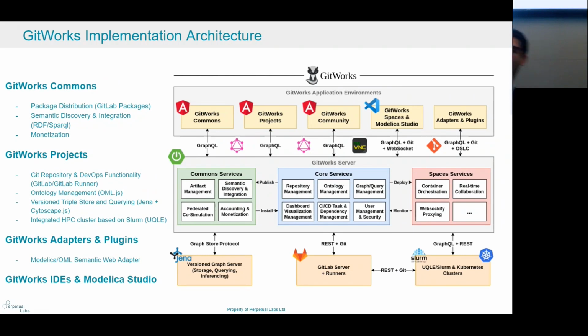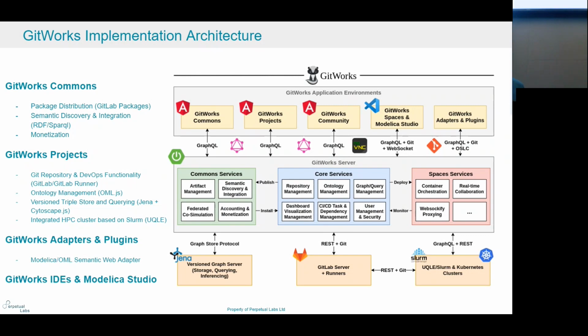Okay. Thank you, John. So here to talk about the GitWorks implementation architecture. For the GitWorks Commons, we're leveraging a lot of the GitLab functionality. GitLab provides GitLab packages, which is an API that is package standard agnostic. So it supports things like NPM packages, Docker, Python, et cetera, and more plugins get implemented as we go.